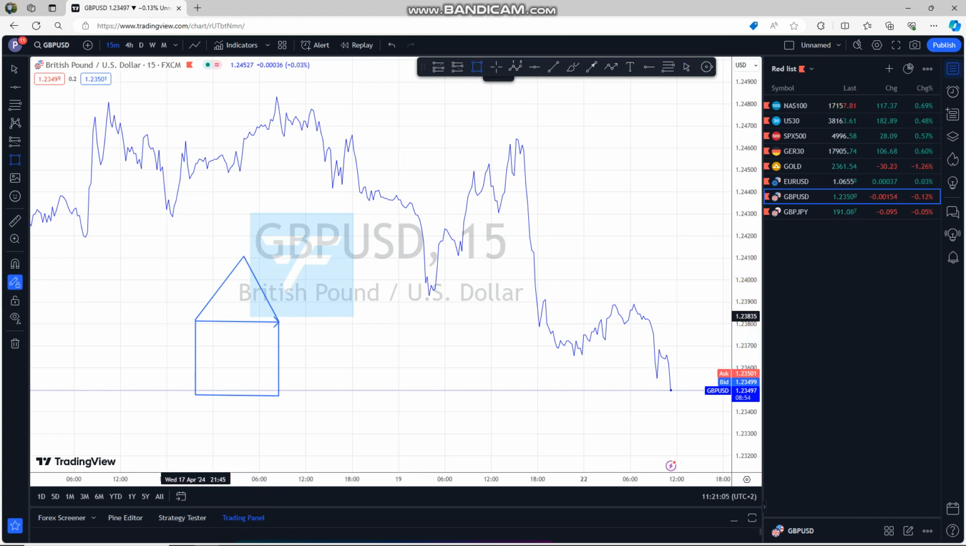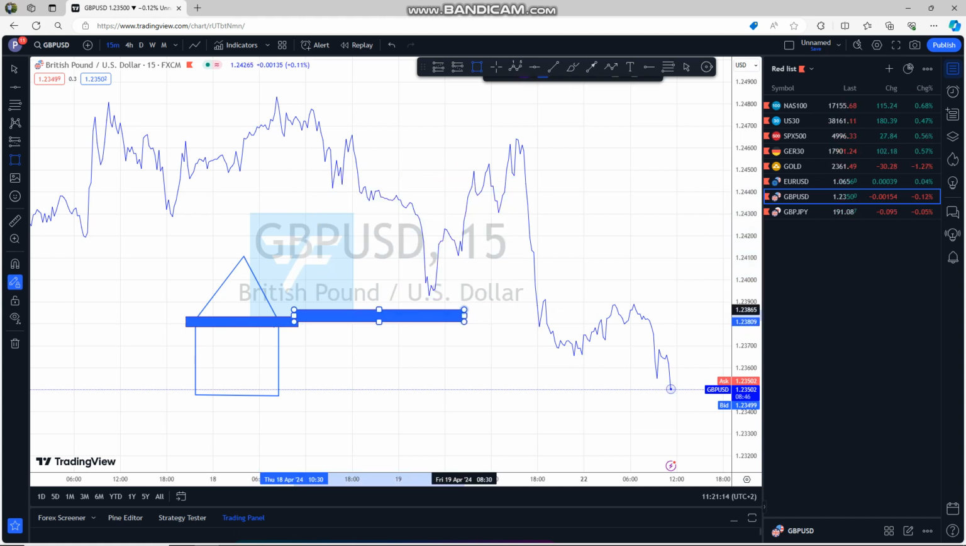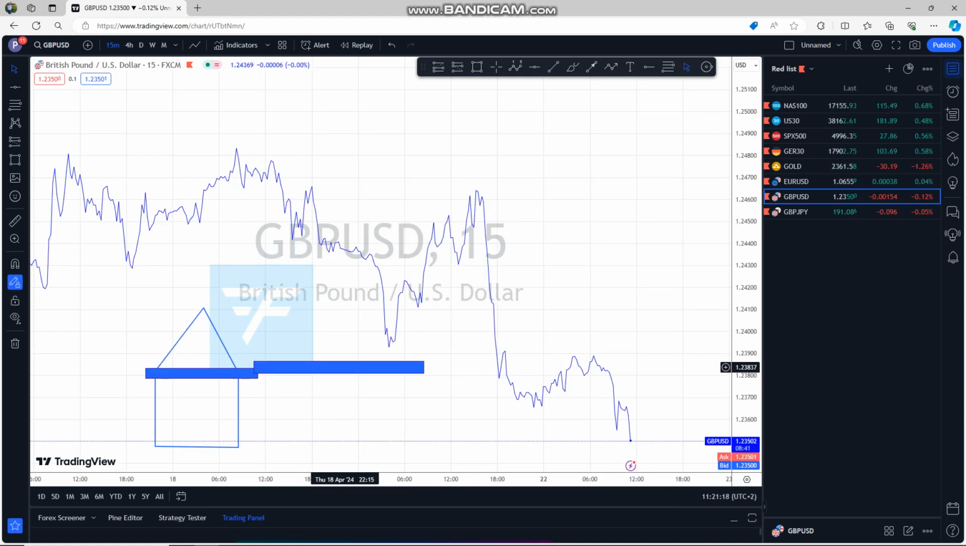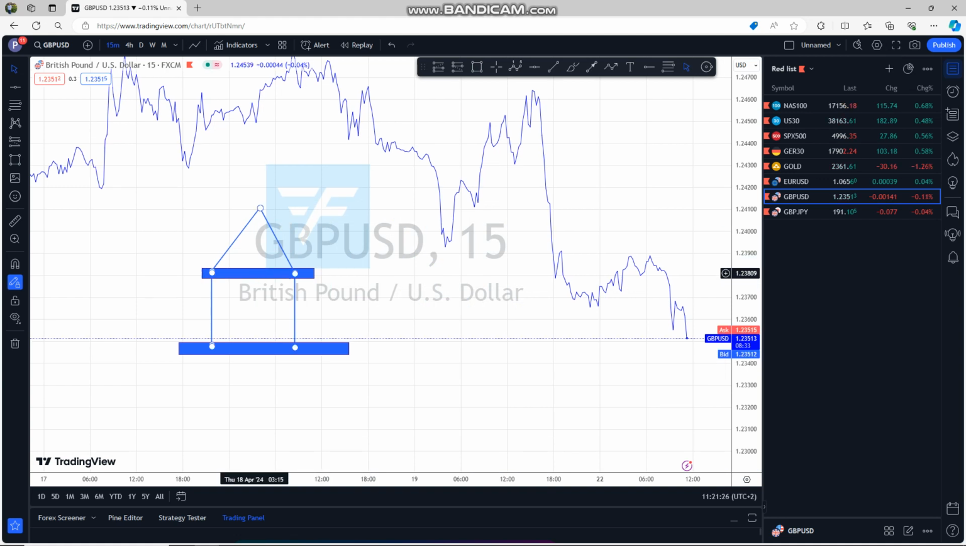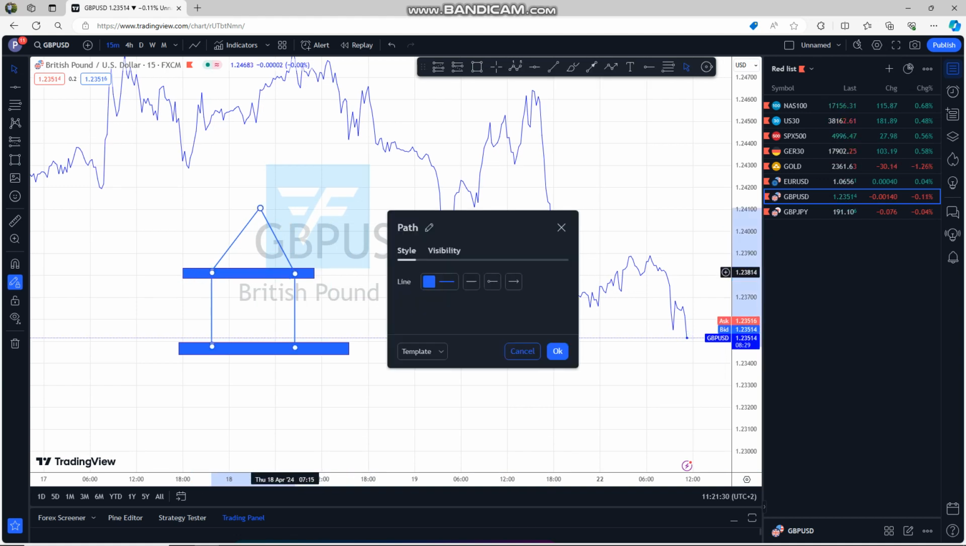So this level is your ceiling, and then this level is your floor. Let me take this chart and bring it in the center. I want to make it.